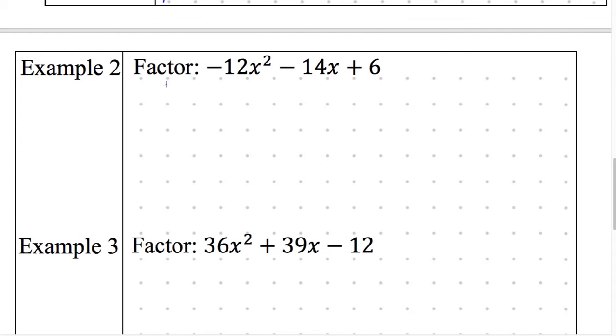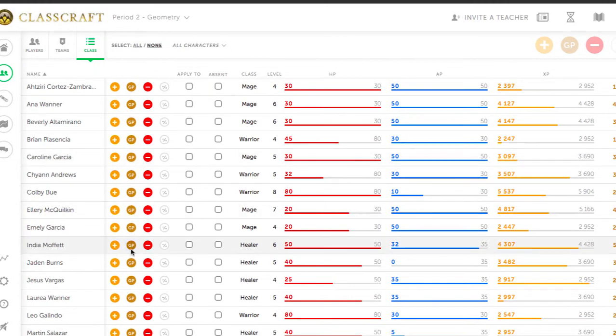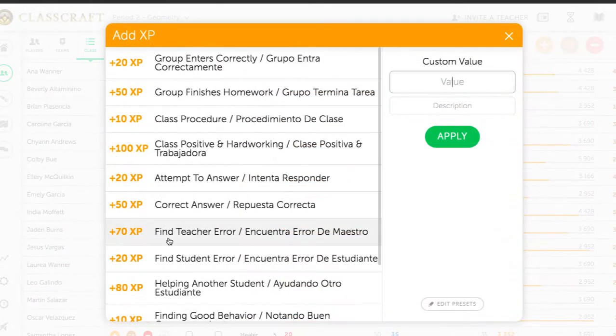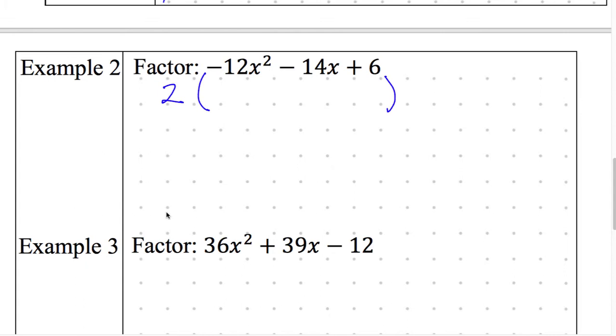2 is the greatest common factor. So 2 is going to be the greatest common factor. I'm going to set up my parentheses. Thank you, Leo. So 2 was the greatest common factor, but there's a problem. If I factor out 2, I'm going to be stuck with, don't write this down, a negative 6x squared, which is a problem because I still have this negative.